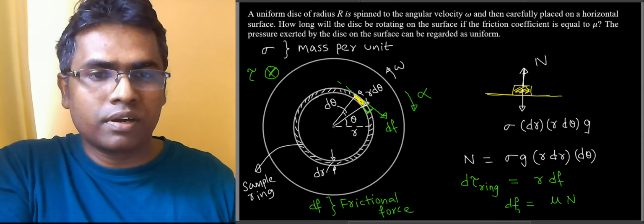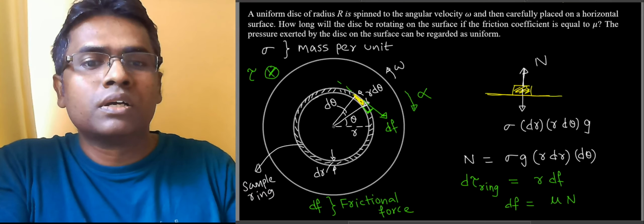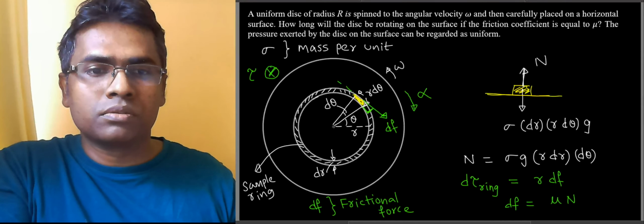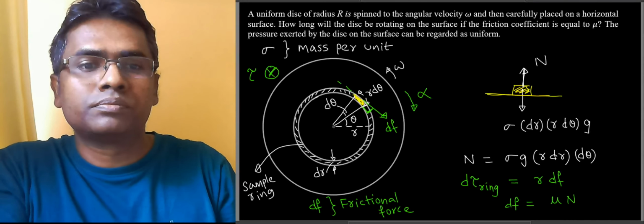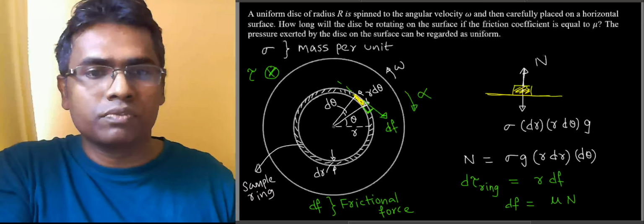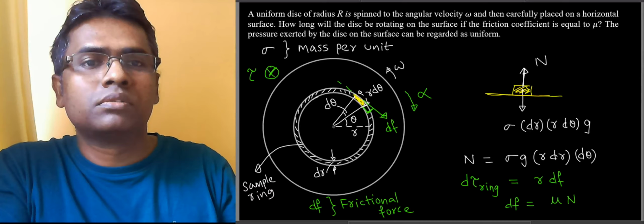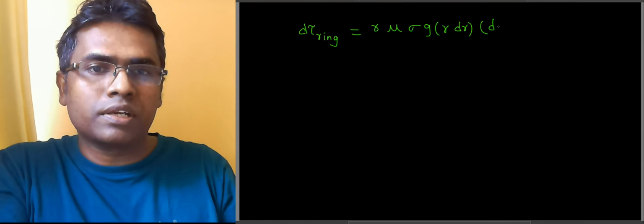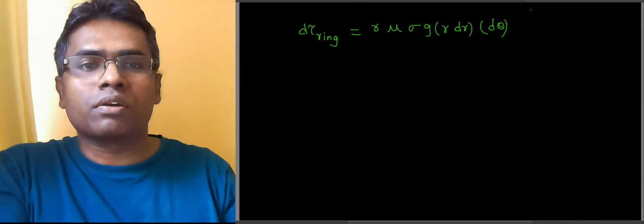So I think I should carry this. I think that is okay. We can leave that. Okay, so the torque, let's say, on the tiny section will be mu times normal. So I should write it: r into, I have r into mu and the entire normal force. So sigma g into r dr into d theta. Okay, now this is the torque.